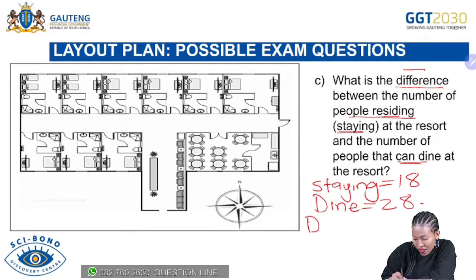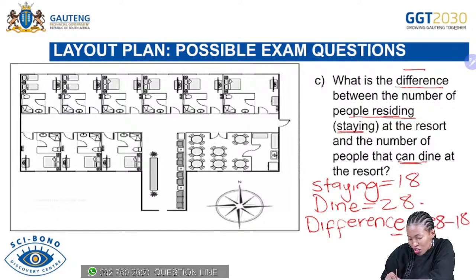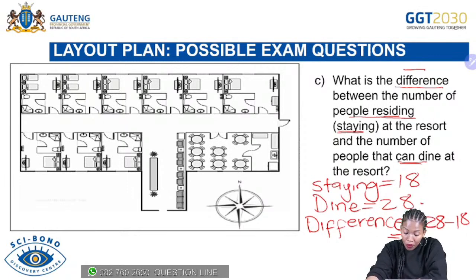Now we want the difference. The difference would be the bigger one minus the smaller one. So the difference will be 28 minus 18, which is equal to 10. So the difference between those that are staying and those that are dining is what? It is 10.